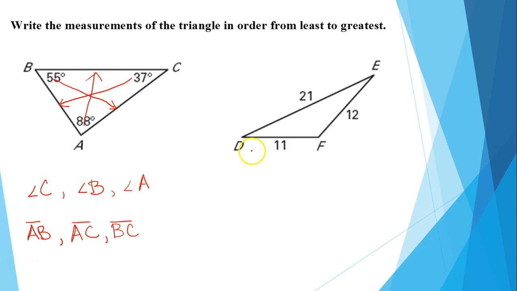Now this one, it does the opposite. Let's go ahead and list the sides in order from least to greatest. So DF is the shortest side. So let's list it first, DF. And then EF. And then ED.